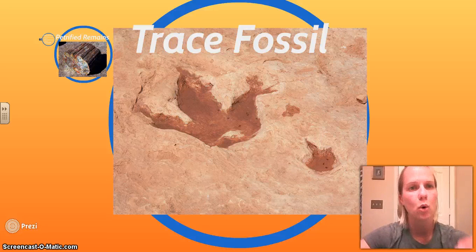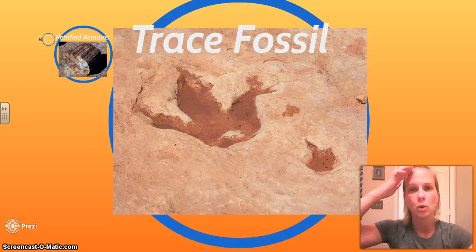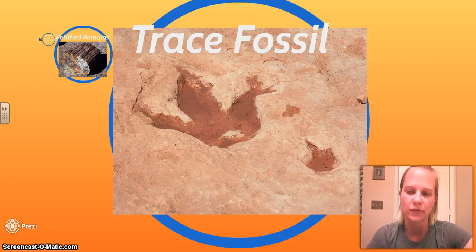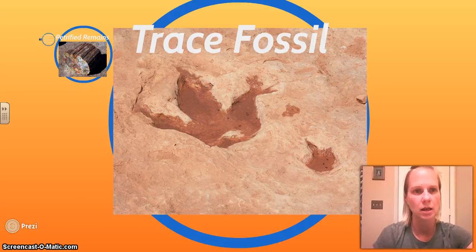These also are animal holes and burrows that they go into. We could have trails that go to a watering hole that may have potentially been there. So it's not the organism, but it's evidence of what the organism's life was like.